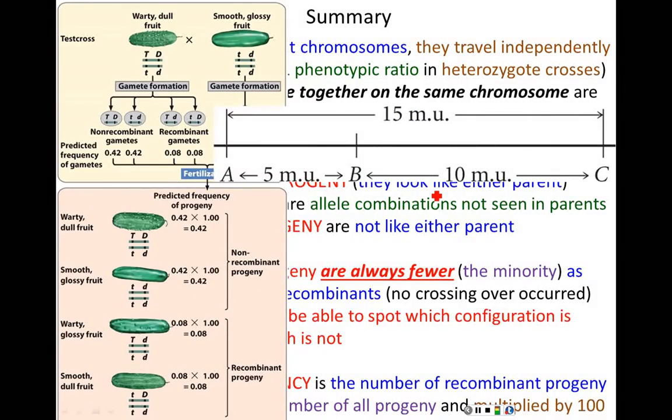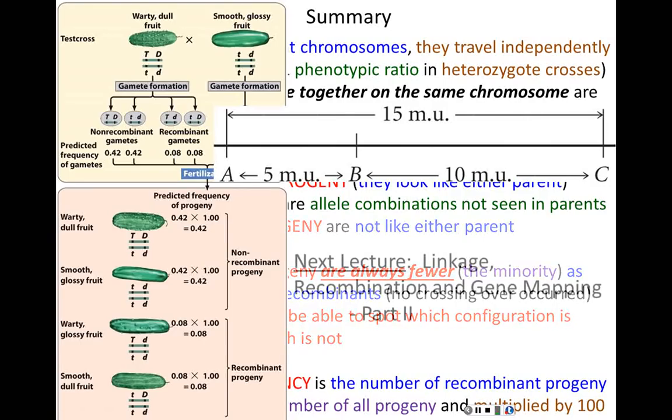We talked a little bit about mapping. We made the point that map units and centimorgans are equal in number to recombination frequency, and we talked about how you can take these map units to construct and decipher a physical map of a chromosome. I almost said human chromosome, but it's true of any chromosome.